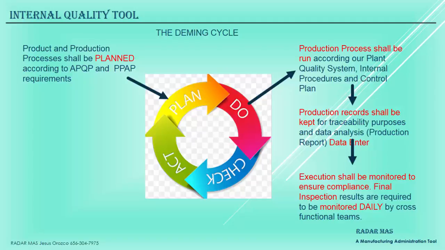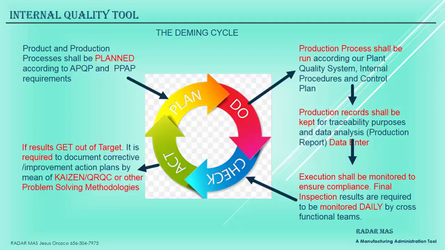Final inspection results are required to be monitored daily by cross-functional teams. And in the event of results getting out of the target, it is required to document corrective or improvement action plans by means of Kaizen, QRQC, or other problem-solving methodologies.